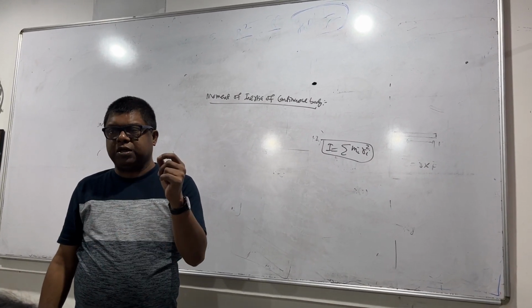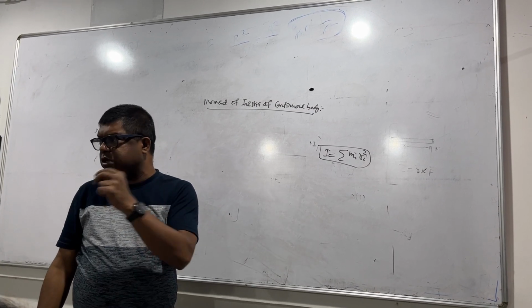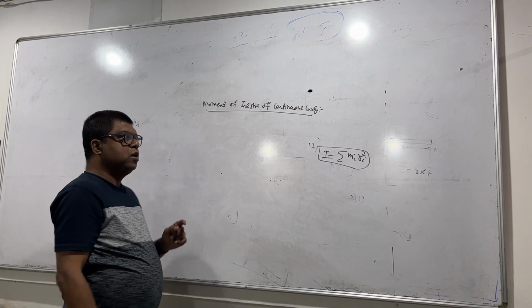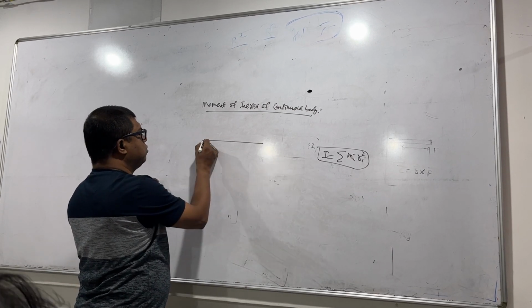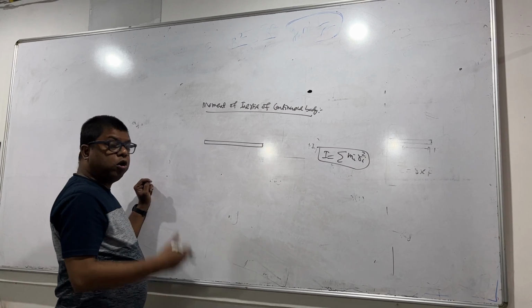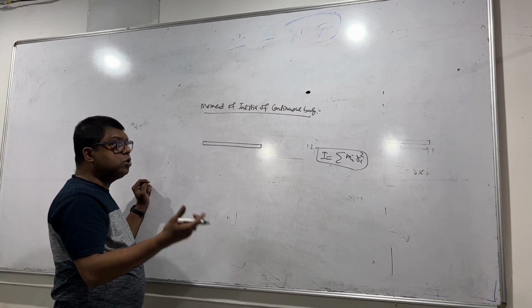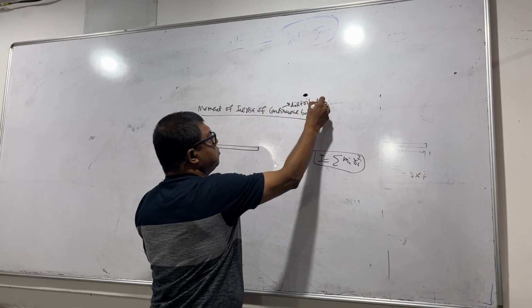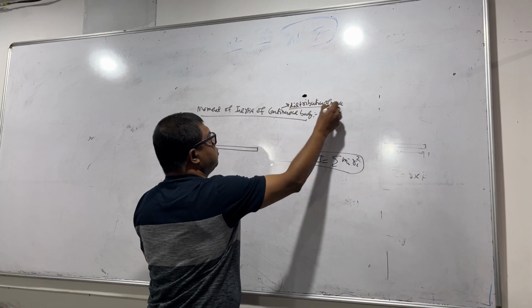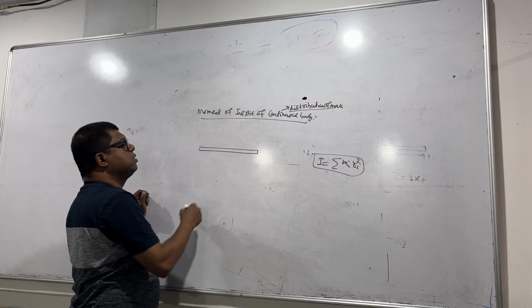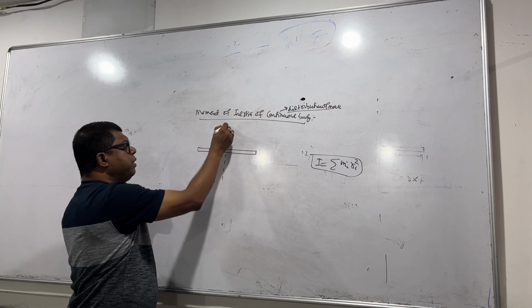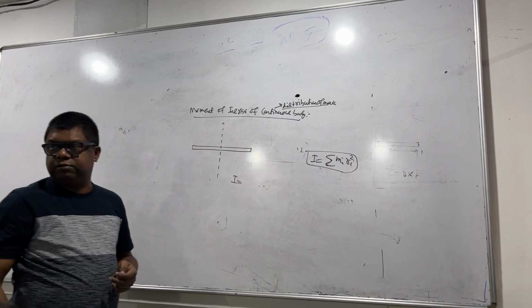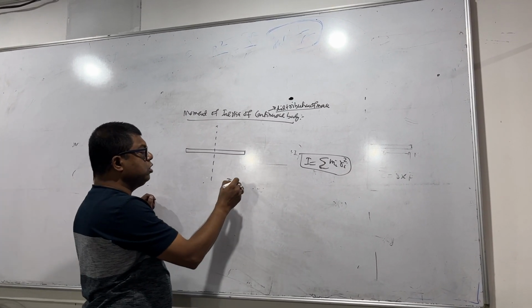But for a continuous body, the particles, that is the molecules, are connected to each other. In this case, the moment of inertia is calculated by integration. This is a rod. A rod is a continuous body with continuous distribution of mass. In the case of continuous distribution of mass, the summation is replaced by integration.